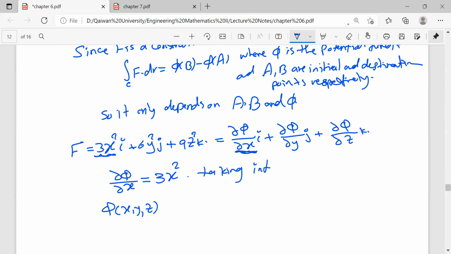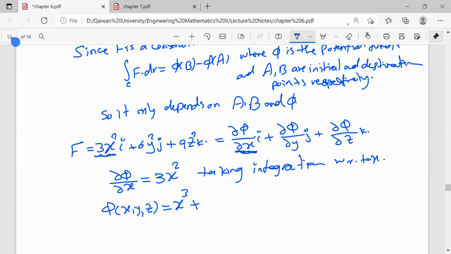integration with respect to x. In the right hand side, what do you get? The integration is x cubed plus c. But here we don't add c. We add a constant function regarding the integration.